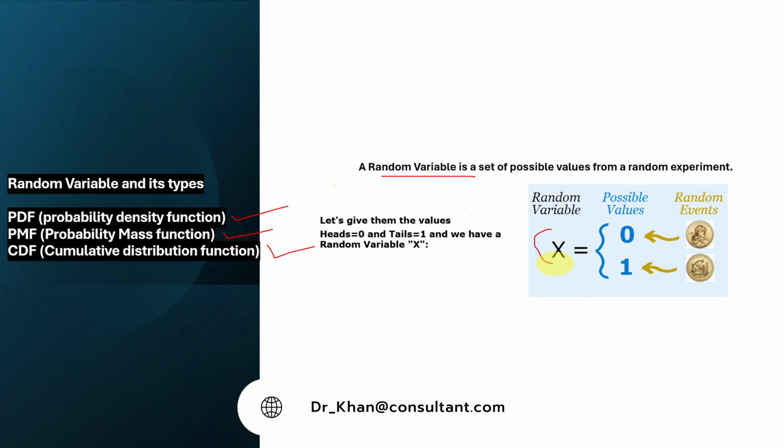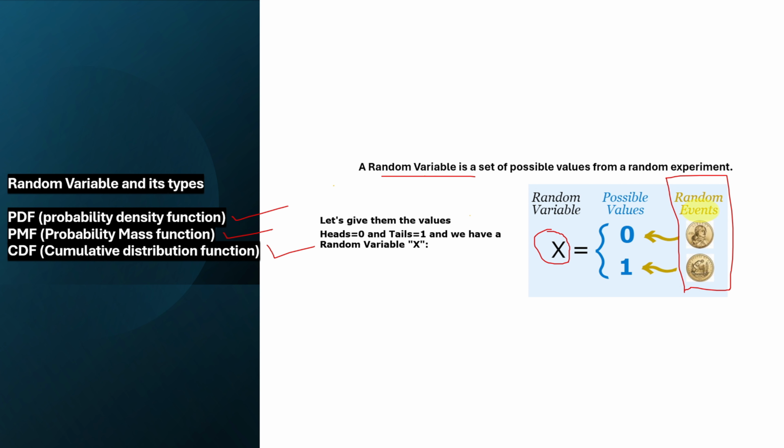This x is your random variable. For example, if we are doing a random event, flipping a coin is an event. It can have 0 or 1, head or tail. The two possible values go into your random variable. So x can be representative of this whole event. Let's give the values head equals 0, tail equals 1, and we have random variable x. That's just a simple basic definition of it.